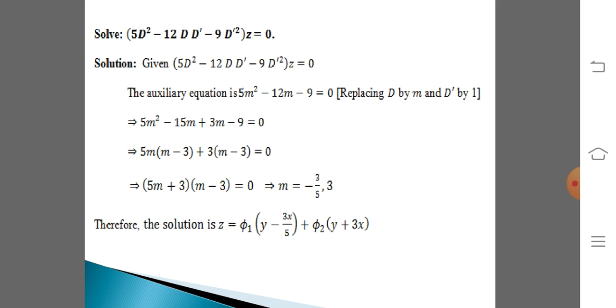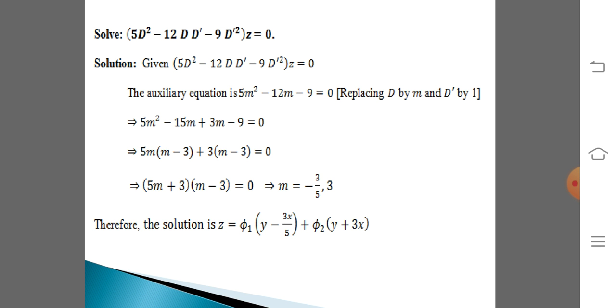Now let us take up a few sample problems. The first one is: solve 5d square minus 12d d dash minus 9d dash square of z equal to 0. So the given equation is 5d square minus 12d d dash minus 9d dash square of z equal to 0. The auxiliary equation can be got by taking d equal to m and d dash equal to 1. So the auxiliary equation is 5m square minus 12m minus 9 equal to 0.